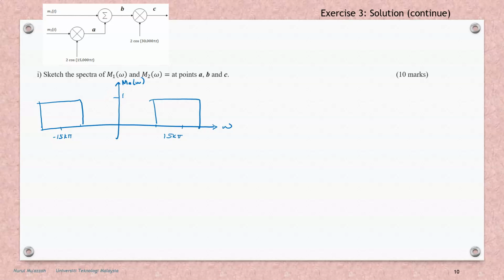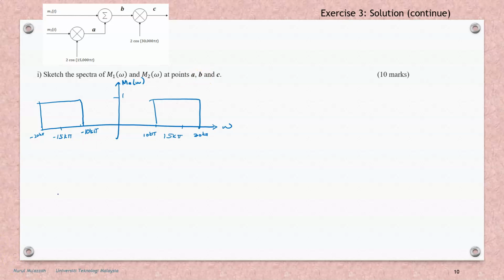Okay, so you label every part of the signal. This one is negative k pi, this one is negative 20k pi, because the width of the signal should be 10k. This one is 10k pi and this one is 20k pi. Okay, so now you have the answer for M_A(omega) at point A.